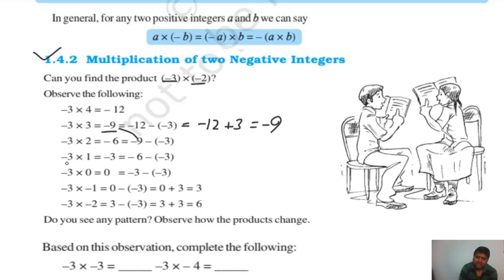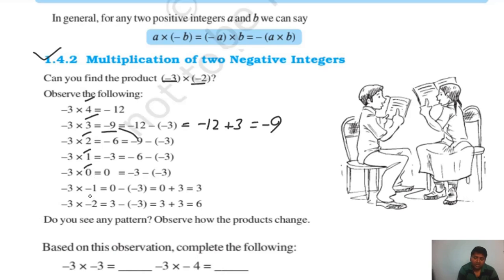Now in this order, minus 3 into 1 means minus 3, and minus 6 minus of minus 3. Minus 3 into 0 means 0, and minus 3 minus of minus 3 gives 0. Therefore we get 4, 3, 2, 1, 0, then minus 1, minus 2.